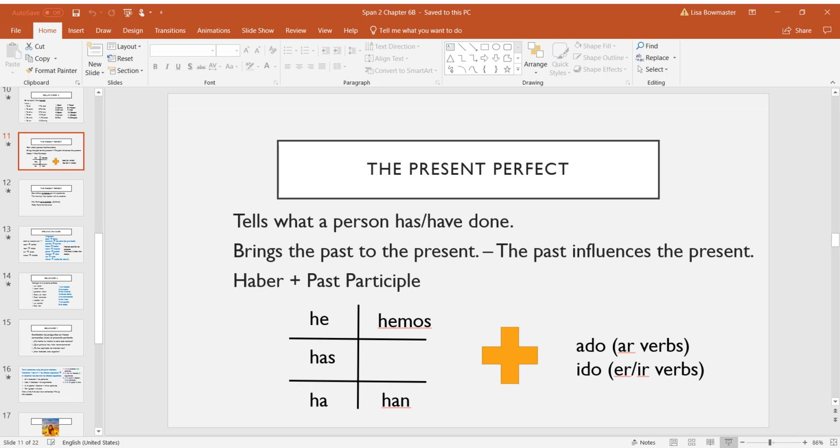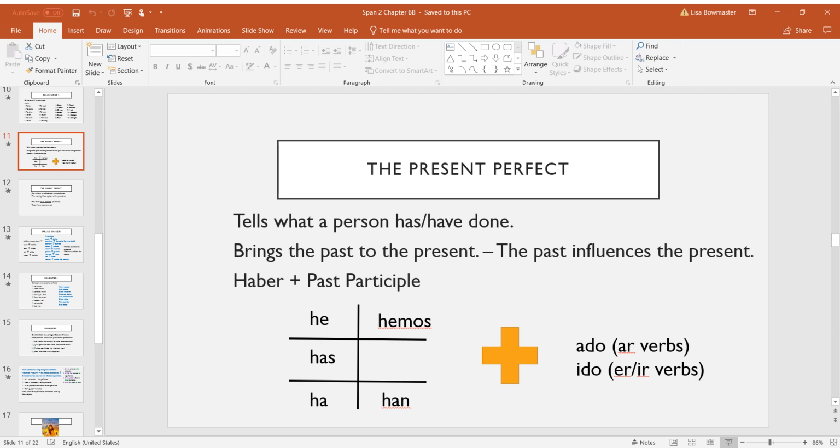There are some spelling changes, of course, for the past participle. Some of these words need to add an accent onto the I so we keep the sound we want. So for example, caer, we drop the ER, add ido. But we don't want that A and I beside each other with no accent, so we add it, caído. Leer, leído. Oír, oído. Traer, traído. You should notice these verbs are in the same category a lot. We know about idolize. It's that same type of verb.